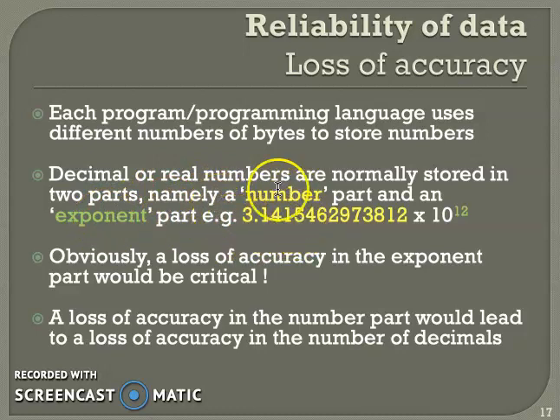3.1415, 3.14, that sounds familiar. Multiplied by 10 to the power 12. Accuracy in the exponent part would be critical. A loss of accuracy in the number part would lead to a loss of accuracy in the number of decimals.